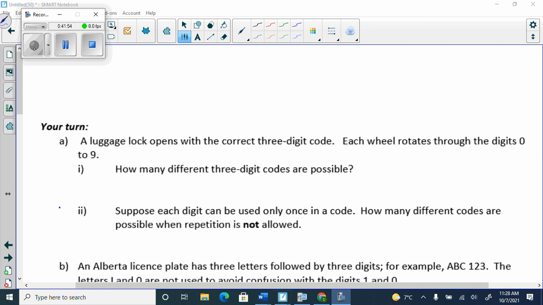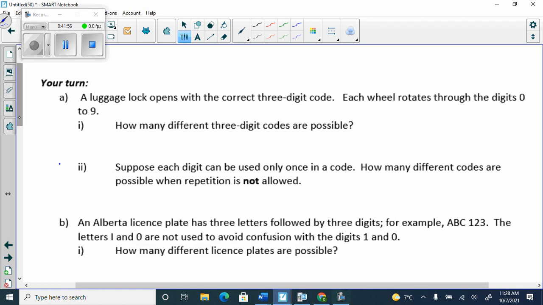Why is it so thick looking? Okay. So here we have a luggage lock that opens with the correct 3-digit code. Key thing here is code as opposed to number.